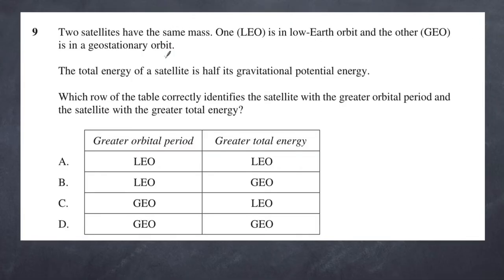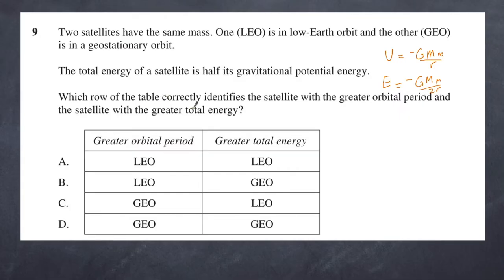Question number 9, we have 2 satellites that have the same mass. One is a LEO. LEO stands for low Earth orbit, and then we also have another one, a GEO, which stands for a geostationary Earth orbit. And so we're basically told that the total energy of the satellite is half of its gravitational potential energy. So straight away we can say, well, since gravitational potential energy is negative G M m over r, then the total energy is going to be negative G capital M little m over 2r.